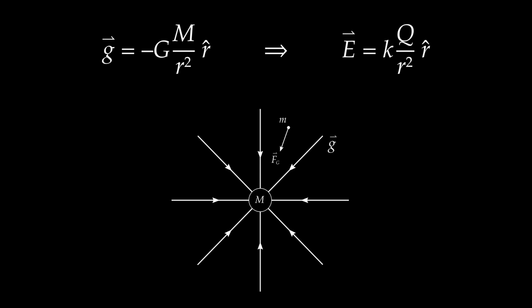So here, the field lines are convergent on the mass, and I've labeled it g with a little vector, and here's what happens.